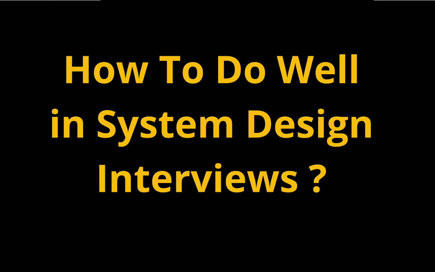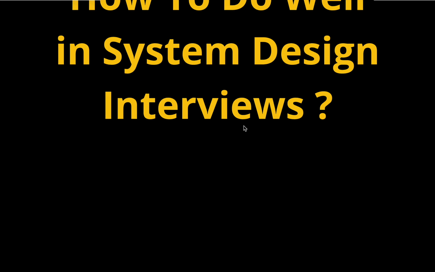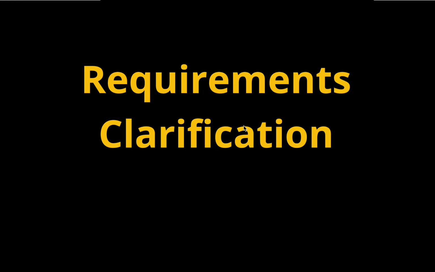And I would say in any system design interview, you may not have to use all 7 steps, but you will use most of them. Whether you are designing a URL shortener or a chat app, these steps will help you think like a senior engineer. Let's dive in. The first step is requirements clarification.